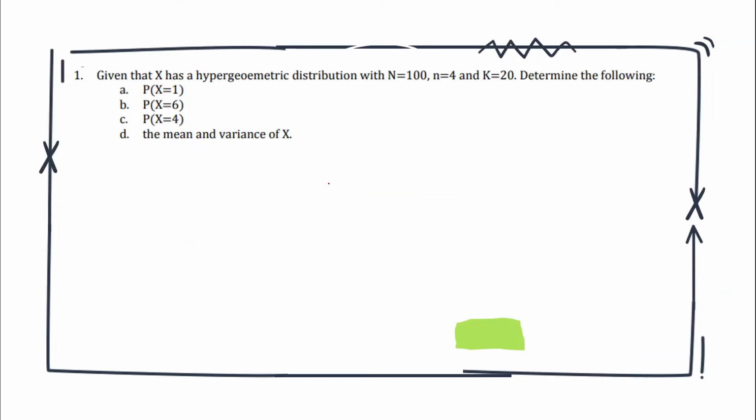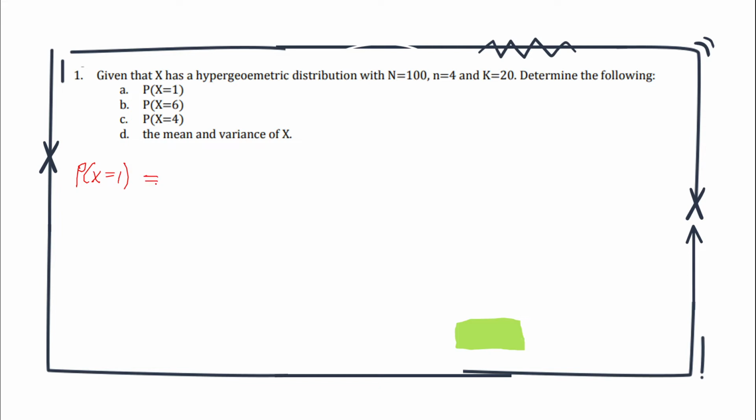Okay, let's try this one. Given that X is a hypergeometric random variable with N equal to 100, n equal to 4, and K equal to 20, determine P(X = 1). So P(X = 1).